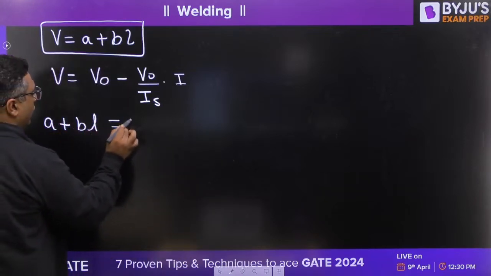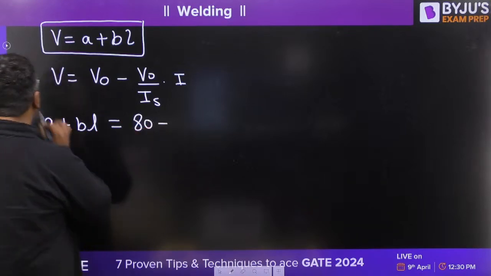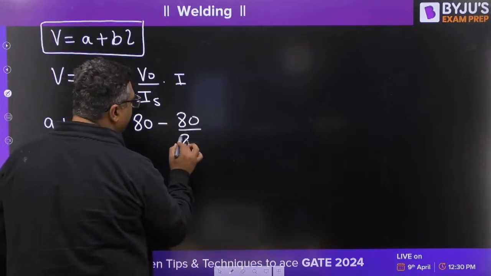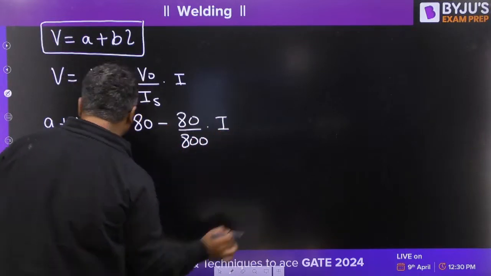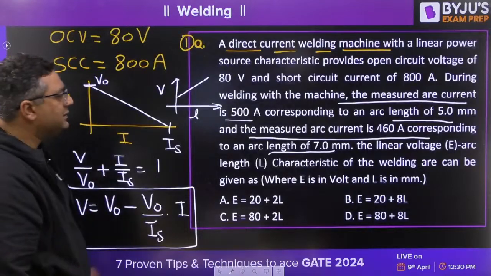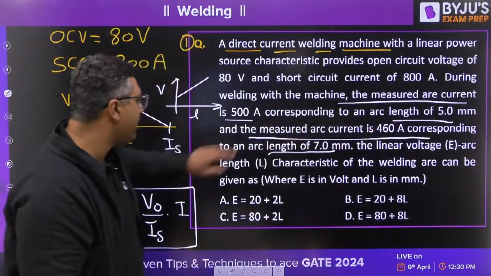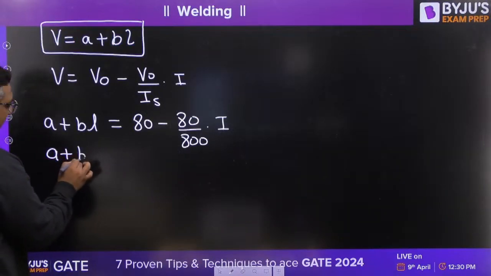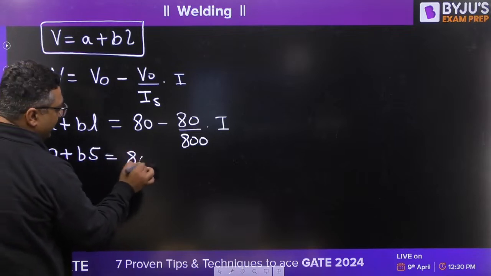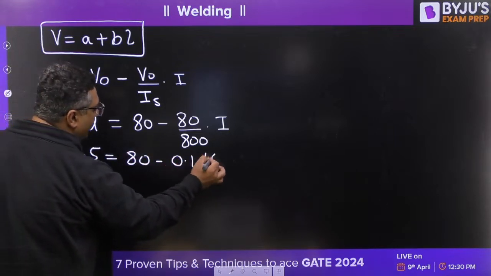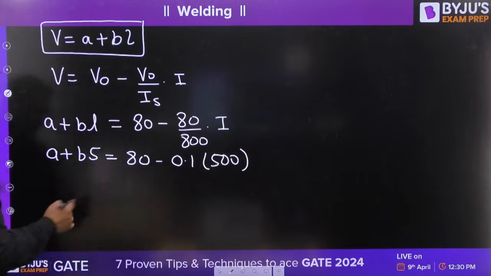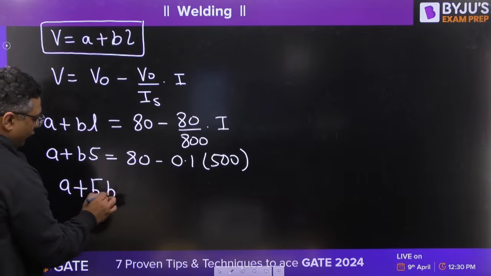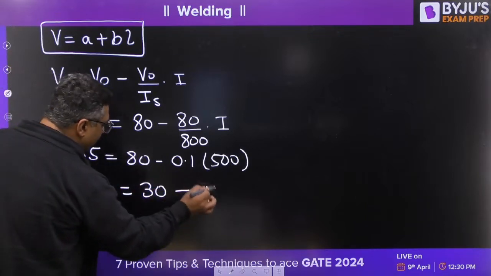You already know open circuit voltage is 80 volt, and short circuit current is 800 ampere. So V = 80 minus 80 by 800 into I. It is already mentioned that when arc length is 5 mm, the current is 500 ampere. So we will have A plus B into 5 equals 80 minus 0.1 into 500. So this gives 80 minus 50, which is 30. So A plus 5B is 30. This is equation number 1.